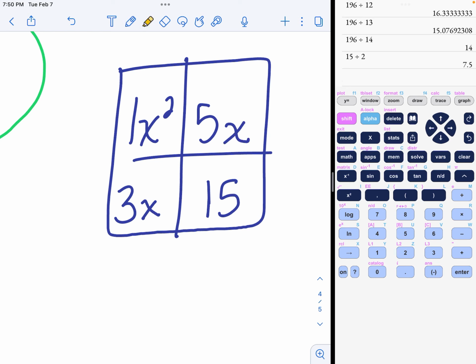Now, it's what number divides into 1 and 3. The only thing that divides into 1 and 3 is a 1, and they both have at least a single x. That's called the GCF.